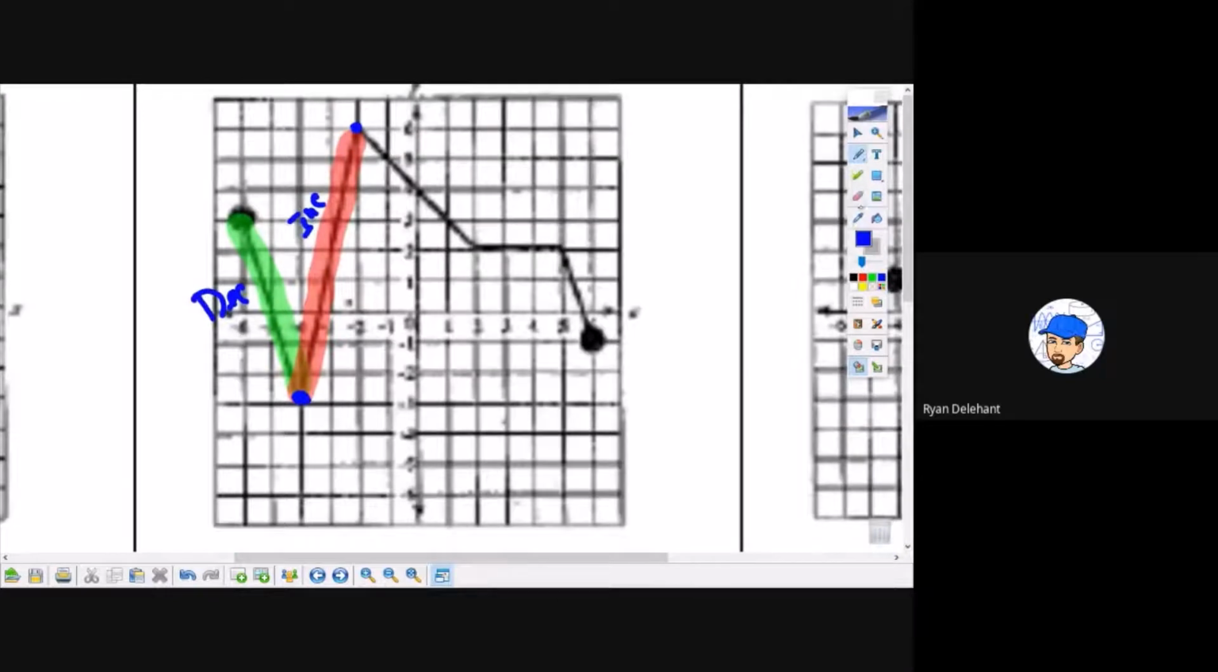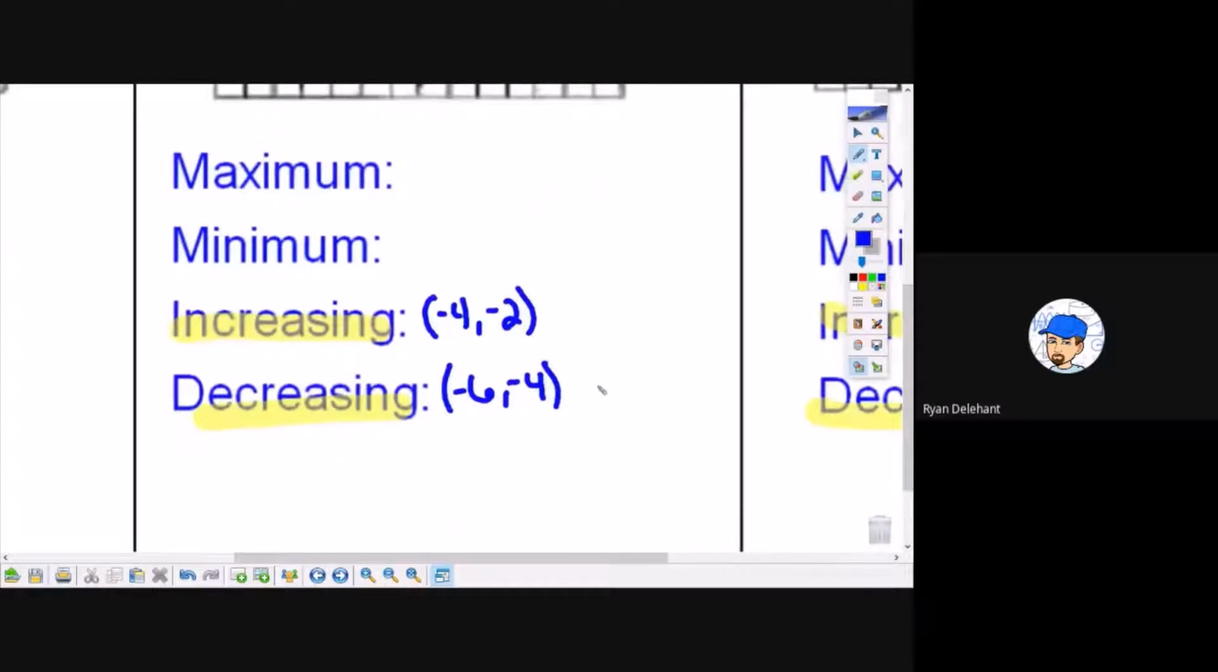My next section, I'm going downward, so that's a decrease. We end up down here at +2. So it's -2 to +2, and that's a decrease. And I'm going to list that right next to the other decrease.